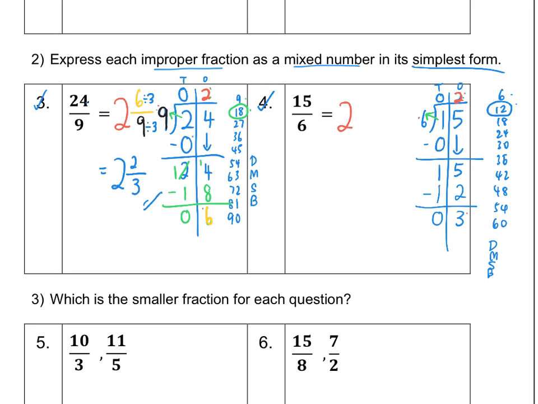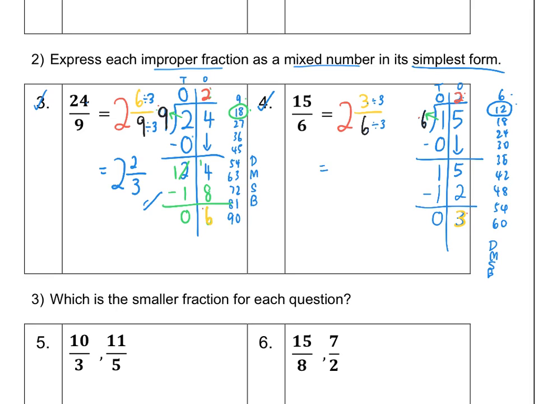Numerator would have to be the remainder. So 3 as the numerator, and therefore the divisor will be my denominator. Okay, but back to the question, they want us to express in the simplest form. Look at the fraction 3 and 6, 3 out of 6. Can they both be divided by the same number? Yes, and the number is 3. 3 can be divided by 3, 6 can be divided by 3.